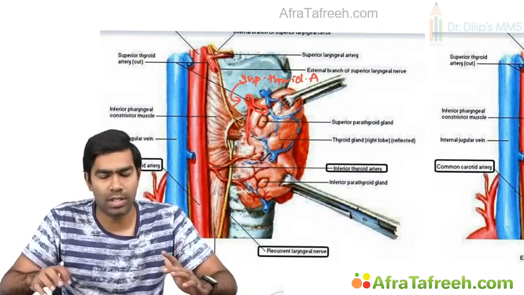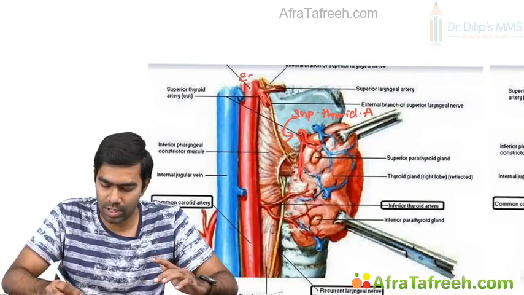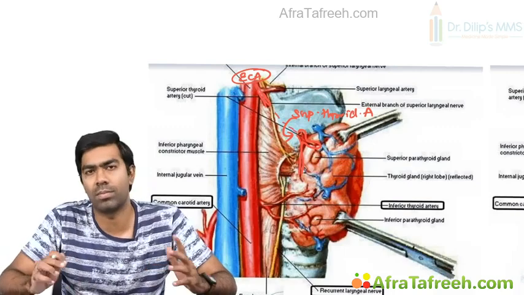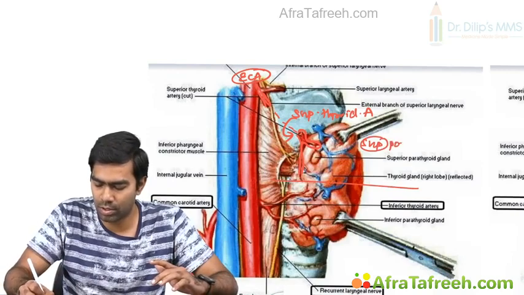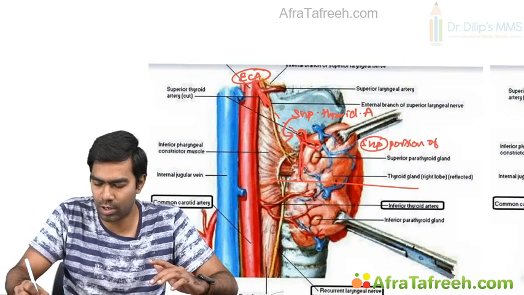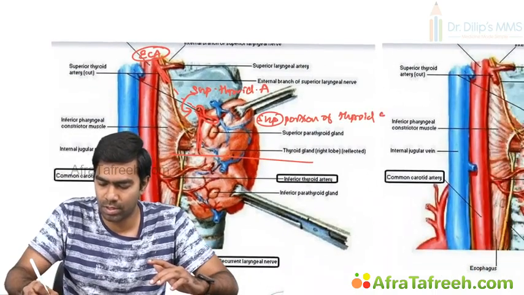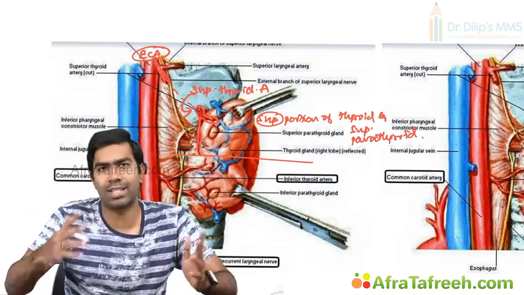So where is this superior thyroid artery going to originate from? This superior thyroid artery is going to originate from the external carotid artery. From there it originates and supplies the superior portion of the thyroid gland. Along with it, it is also going to supply the superior parathyroid glands.